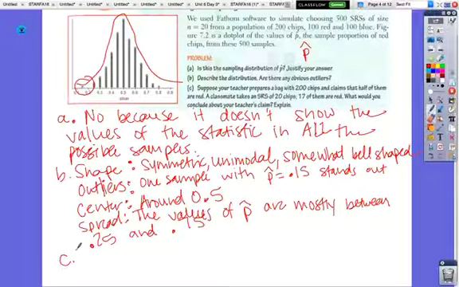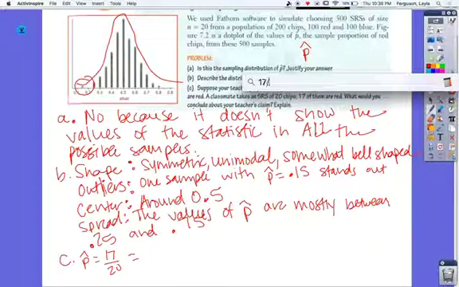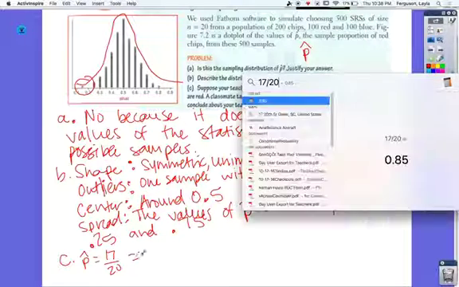Next thing we have to do for C is, suppose your teacher prepares a bag with 200 chips and claims that half of them are red. A classmate takes a simple random sample of 20 chips, and 17 of them are red. What would you conclude about your teacher's claim, and explain? All right, so if you think about it, your p hat for this scenario would be 17 out of 20. And if you were to do 17 out of 20, that would give you 0.85.